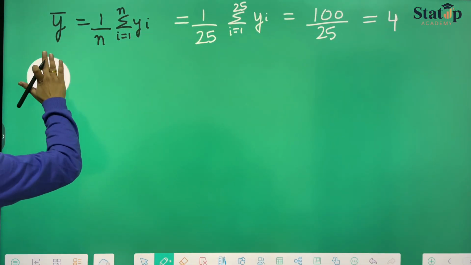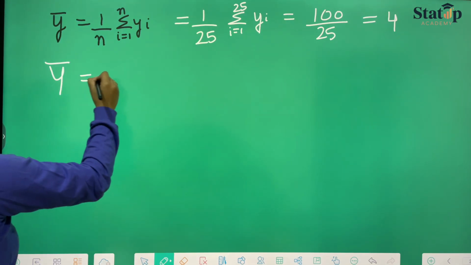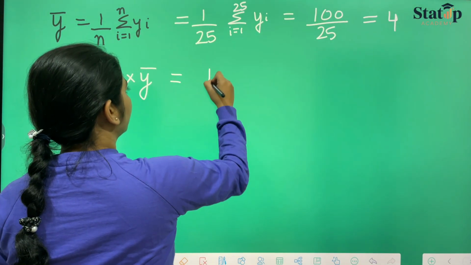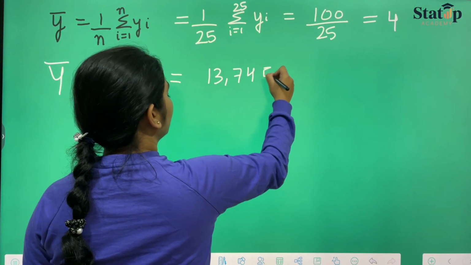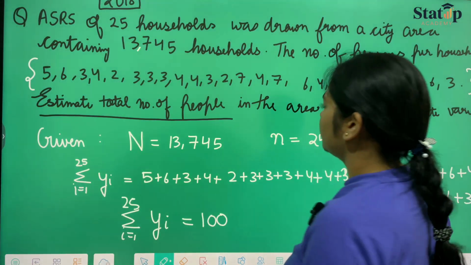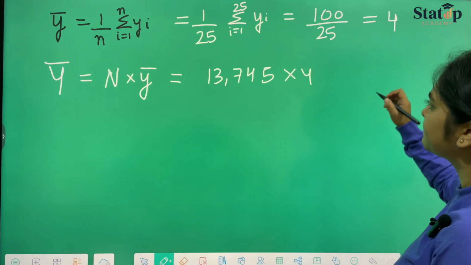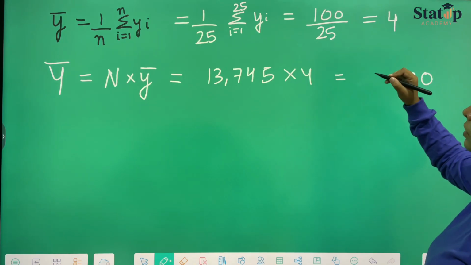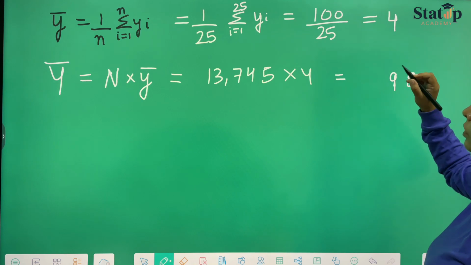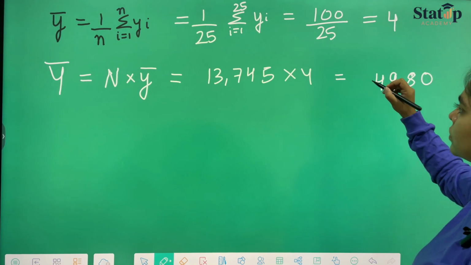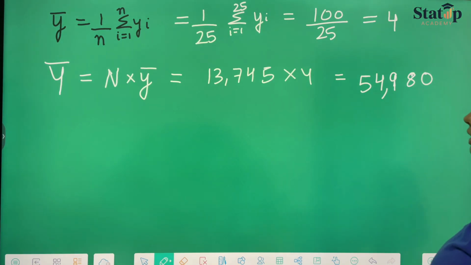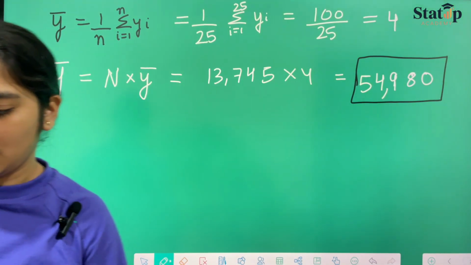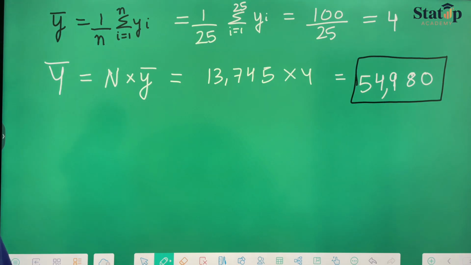So our estimation would be the total, capital Y hat, which would be N into small y bar. That would be 13,745 into 4, which is given by 54,980. So this is the estimate of the population total which we have been asked for. Now we have to estimate the variance of the estimate.